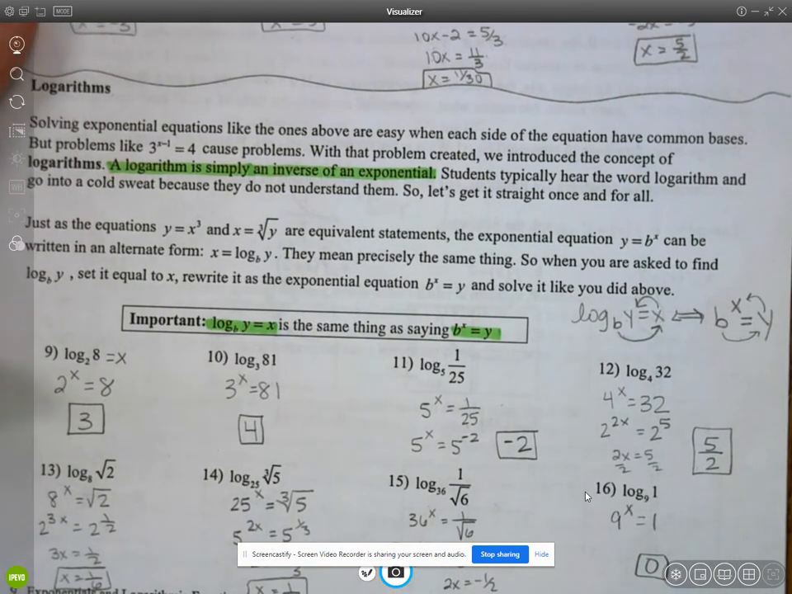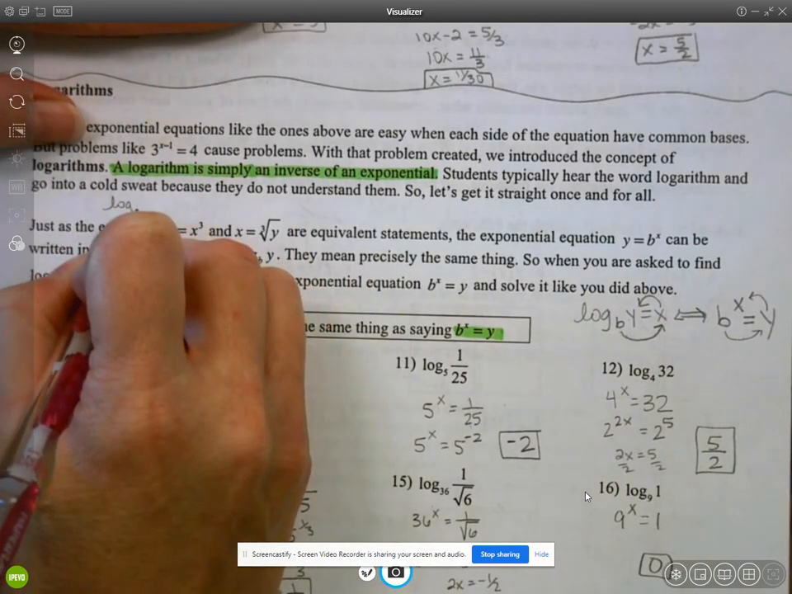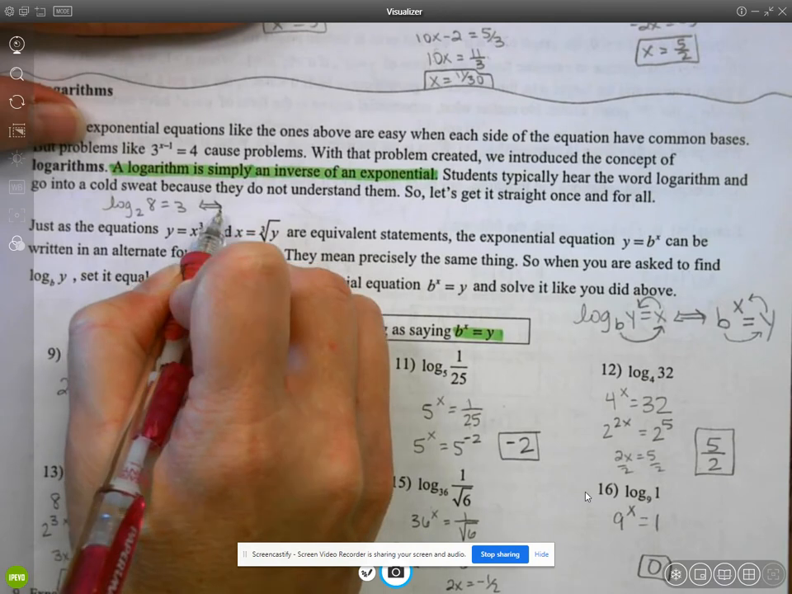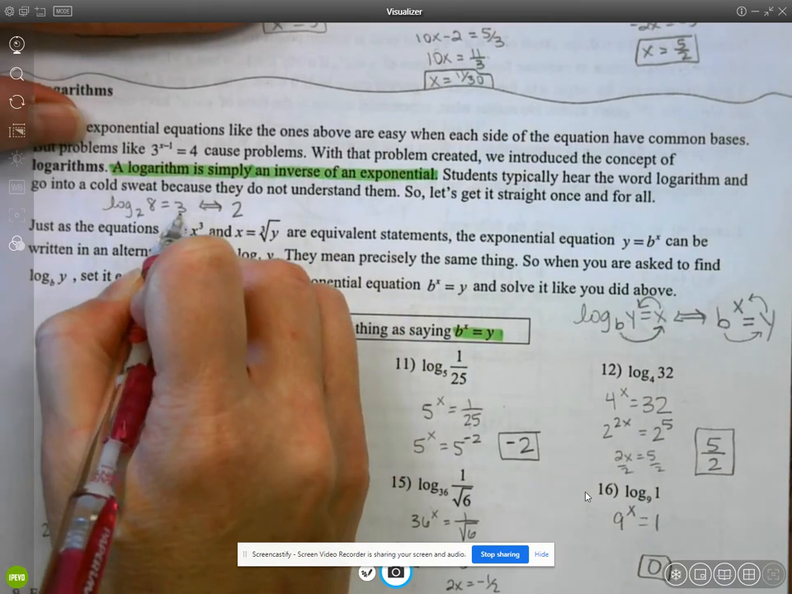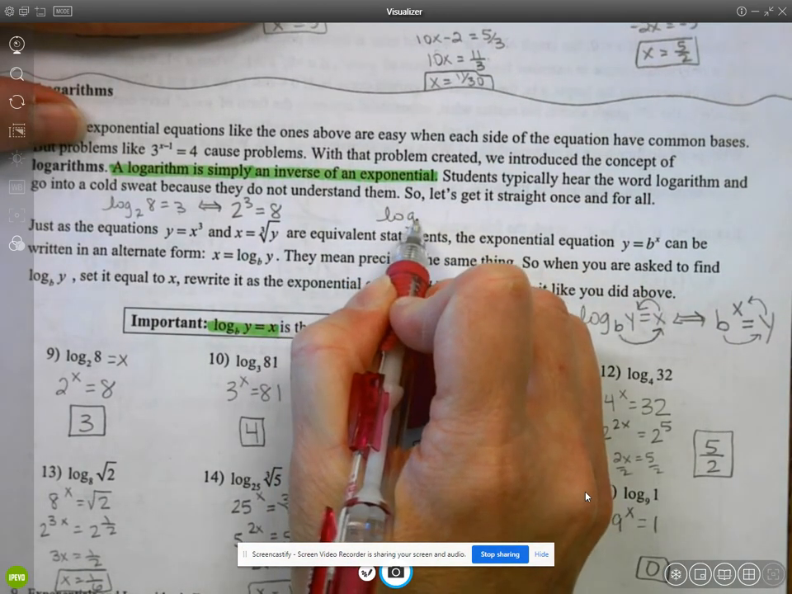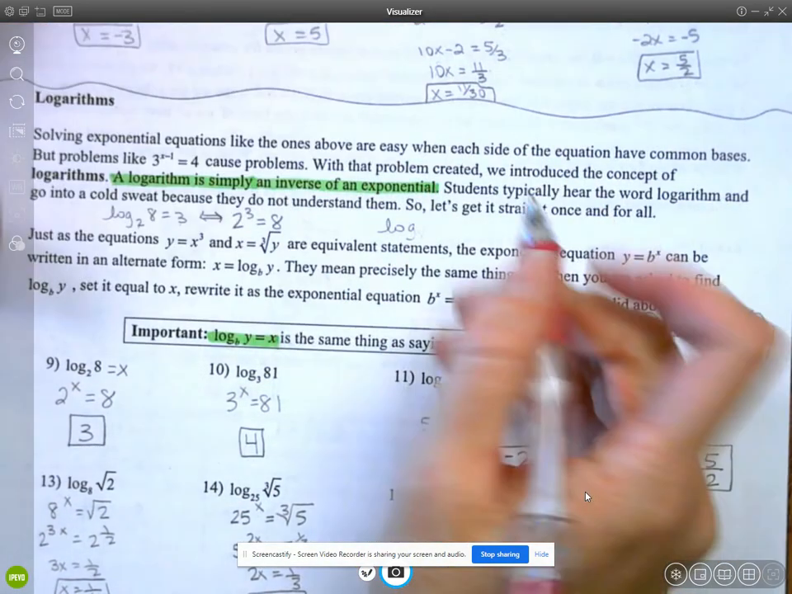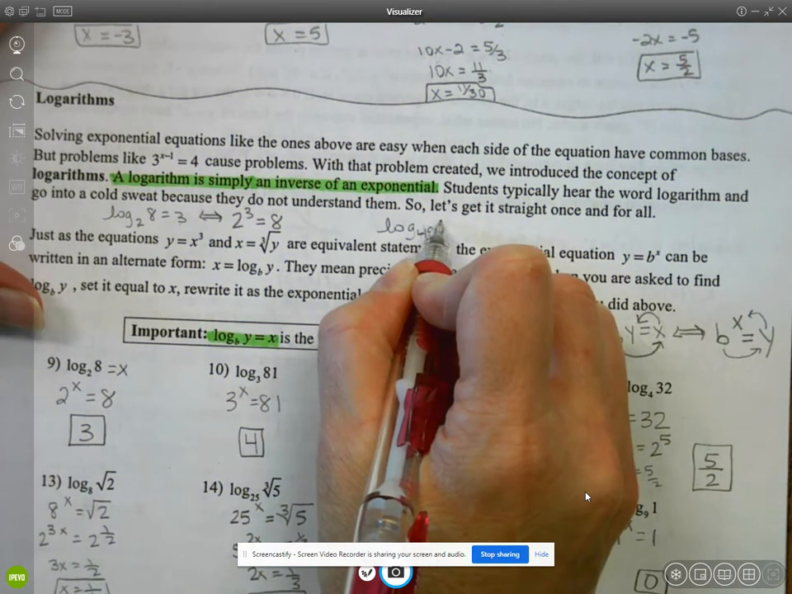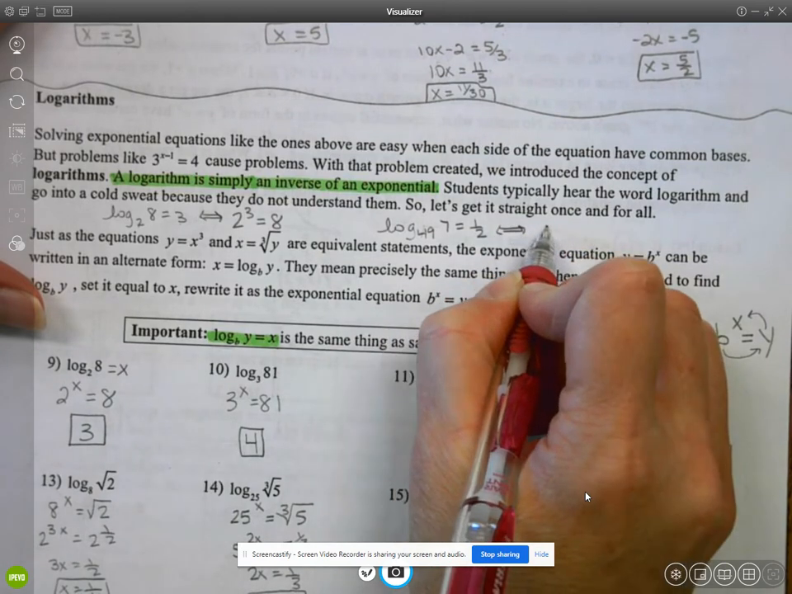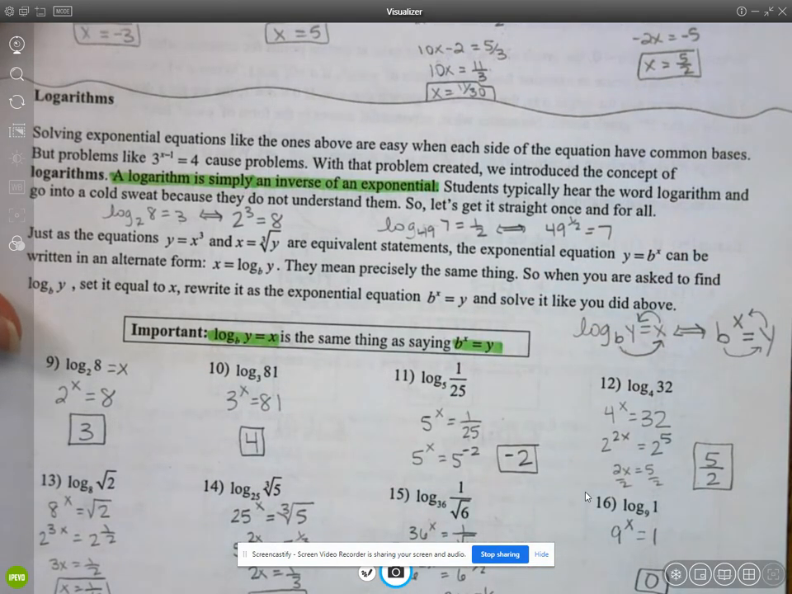So just to practice that skill, if I asked you to write log base 2 of 8 equals 3 in exponential form, you would say the base is 2, the exponent is 3, the answer is 8. If I asked you to write log base 49 of 7 equals 1/2, then in exponential form, you would have a base of 49 to the 1/2 power is equal to 7.